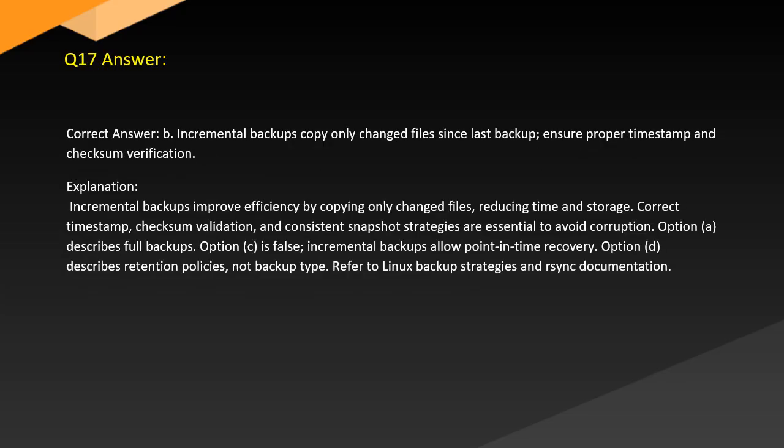Answer. Correct answer: B. Incremental backups copy only changed files since last backup. Ensure proper timestamp and checksum verification. Explanation. Incremental backups improve efficiency by copying only changed files, reducing time and storage. Correct timestamp, checksum validation, and consistent snapshot strategies are essential to avoid corruption. Option A describes full backups. Option C is false. Incremental backups allow point-in-time recovery. Option D describes retention policies, not backup type. Refer to Linux backup strategies and rsync documentation.